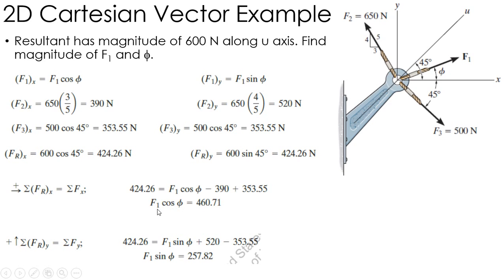Now I have two equations and two unknowns, right? I don't know F1 or phi, and I have this equation as well as this equation. Now, if you remember from trigonometry, I can simply divide these equations. Sine divided by cosine gives me tangent of my angle phi, which is going to equal 257 over 460.7. Doing an inverse tangent function on that, I can figure out that my angle phi is 29.2 degrees.